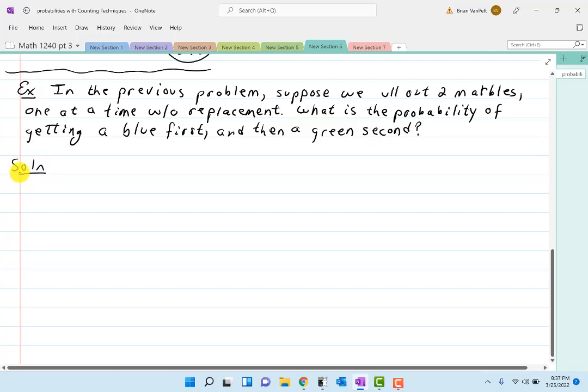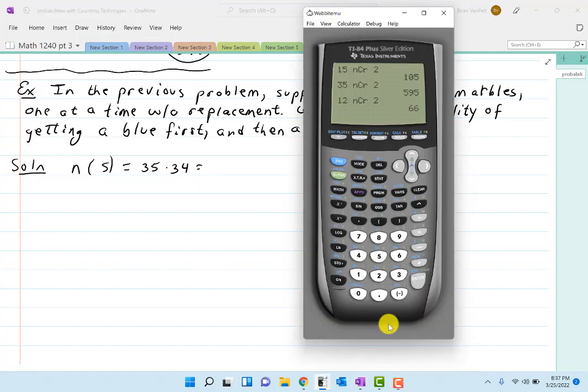So now, since we are doing first and second, our sample space is a little bit different, because our first pull, we can pull from any of the 35 marbles, and then the second pull, there's 34 marbles. Together, between the two of these, what do we have? We have 35 times 34. That's 1190.